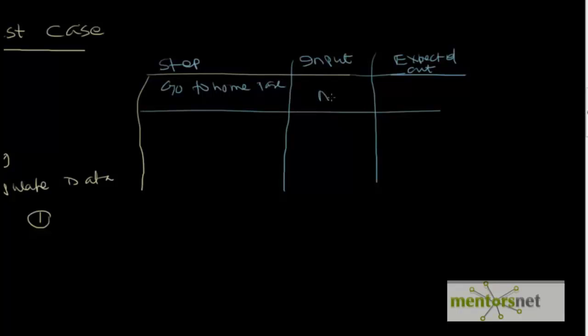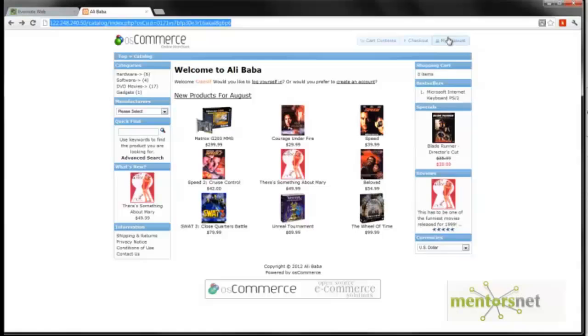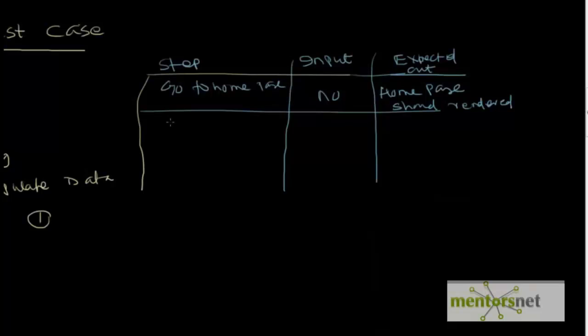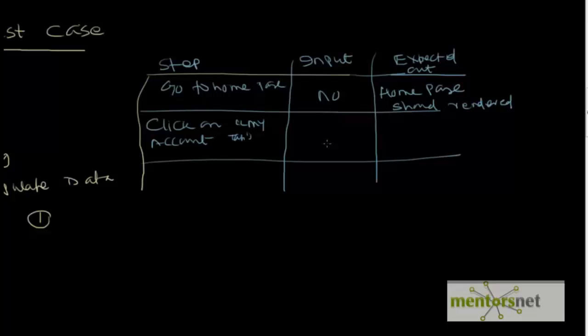There is no input here. And what is the expected output? That you check that the home page is rendered. Then click on the My Account tab on the top right side. So basically the next step is the My Account tab. And what is the input?